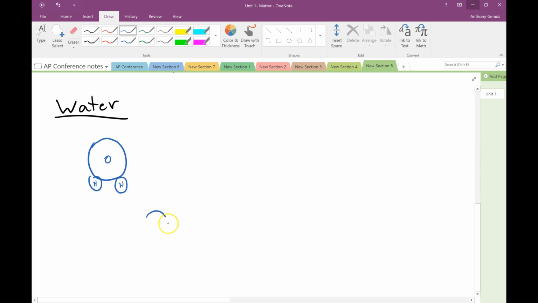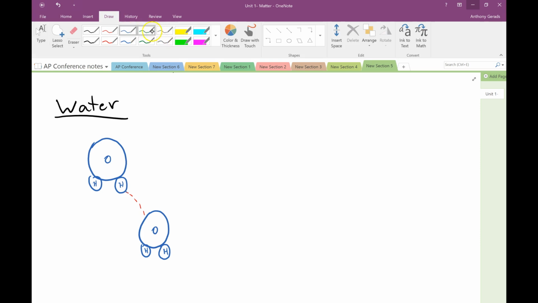So I've got this water molecule. I've got this water molecule. Okay. And between these water molecules, oh, I didn't want that color. Erase. Yes. Good luck. Between these things, I've got a bond here. Thank you. Ruby is for you. All right.